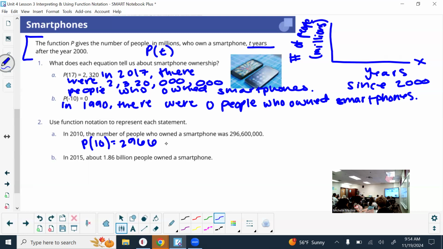Like that? Okay. So I do like the function notation. If you guys say P of whatever, I know to put it in parentheses. But yeah, it will be 10 for the input, because 2010 is 10 years after the year 2000. Now let's see if this is the correct way to convert it in millions.